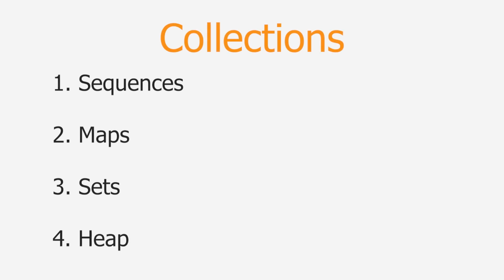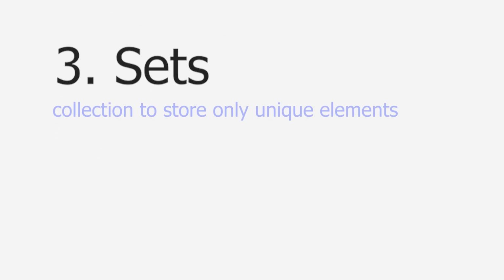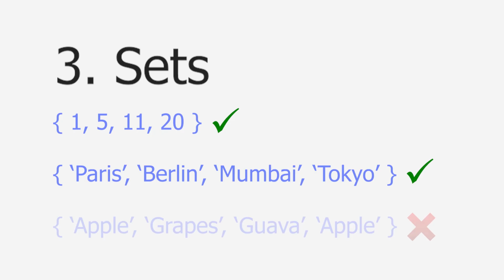In this video on collections in Rust, we are going to learn about sets and heap. A set is a collection used to store only unique elements. This is a set. This is also a set. This cannot be a set. Why? Because this contains duplicates.